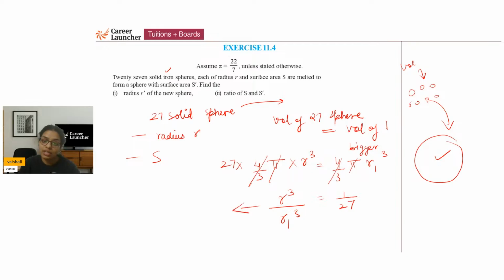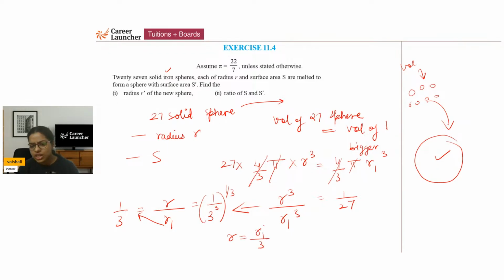So इससे मैं ये बता सकती हूँ that r by r1, the ratio of the radius of the smaller spheres with that of the bigger one, is equal to 1 by 3 to the power 3 to the whole power 1 by 3. So I can cancel out जो 3 है. So it means the ratio is equal to 1 by 3. So what can I say? जो r है that is equal to, if I am taking this over to the other side, r1 by 3.